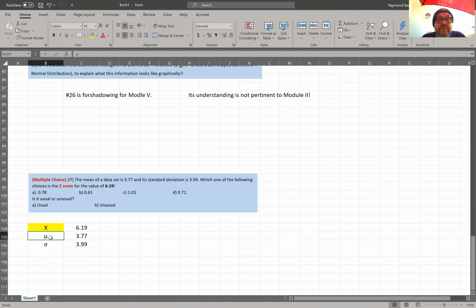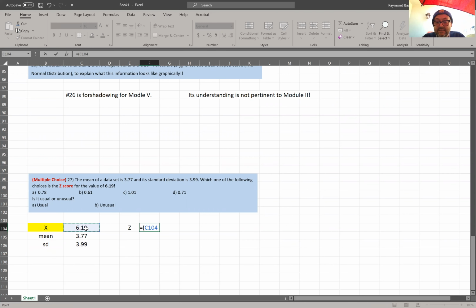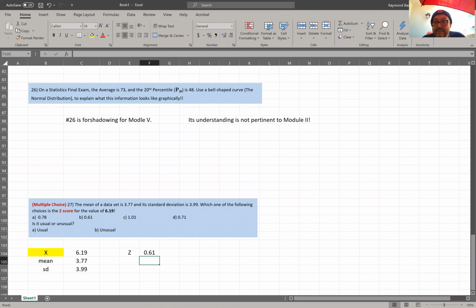Now, just so you know, this doesn't say population or sample, so you could say mean and standard deviation, because you really don't know if it's x bar or mu. And thank God for z calculations, it doesn't really matter. So open parentheses, x minus mu, divide by sigma. And it's 0.61, so it's B, 0.61. Excellent. Let's move on to number 26.